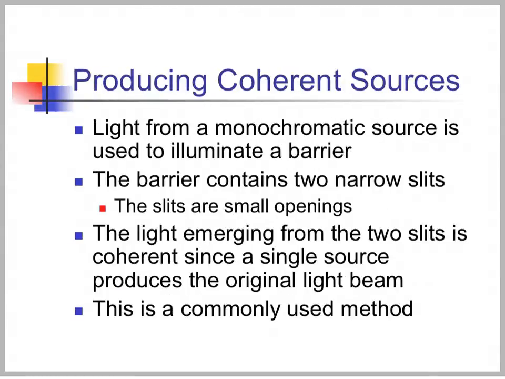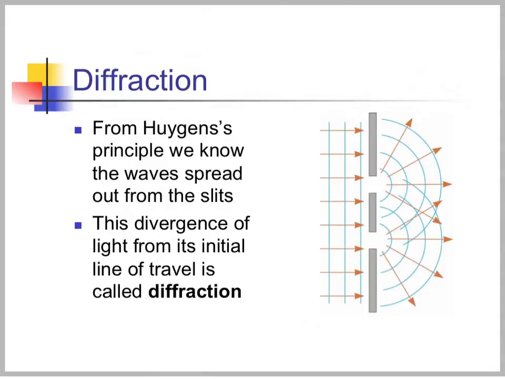So light from a monochromatic source is used to illuminate a barrier. Let's say the barrier contains two narrow slits, and the slits are just small openings. The light emerging from the two slits is coherent since a single source produces the original light beam. This is the most commonly used method. So if I have light coming as a plane wave and it strikes these two small slits, from Huygens' principle we know that the waves spread out from the slits. And the divergence of light from its initial line of travel is called diffraction.